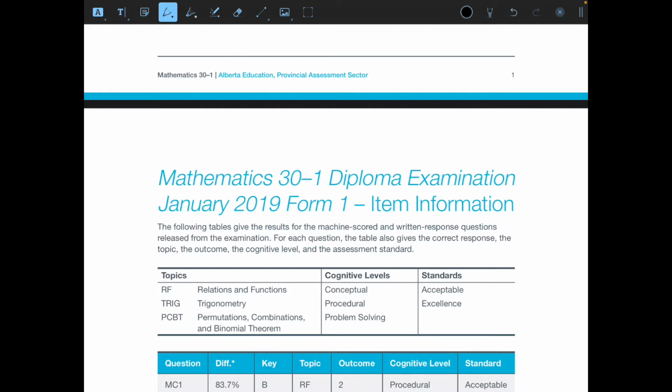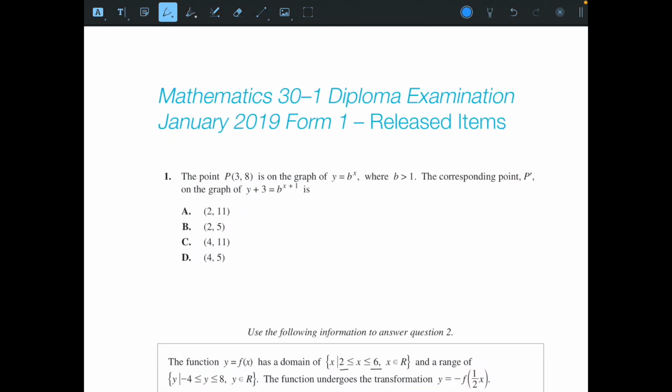But I'll just be going over each question one by one and I'll try to do it in an informative and simple way. Okay, question one has to do with transformations. We start with a function y equals b to the power of x where b is greater than 1. And we end with a graph that's y plus 3 equals b to the x plus 1.